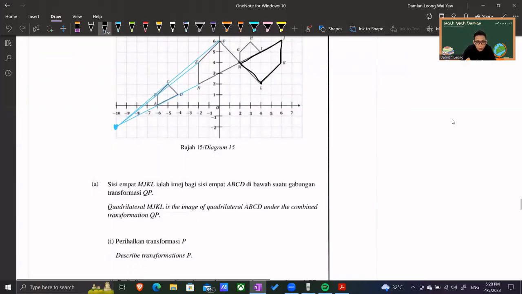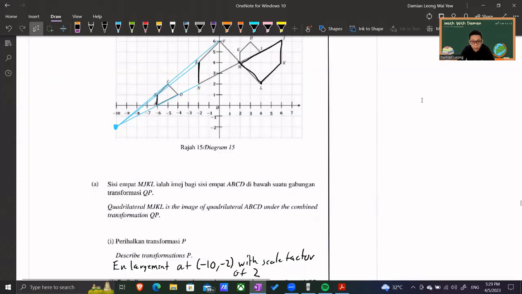So QP means P first. So that would be enlargement at (-10, -2) with scale factor of, I compare the size. Here is 1, here is 2, length of image over length of object, 2 over 1, which is 2. So scale factor of 2, the transformation P.